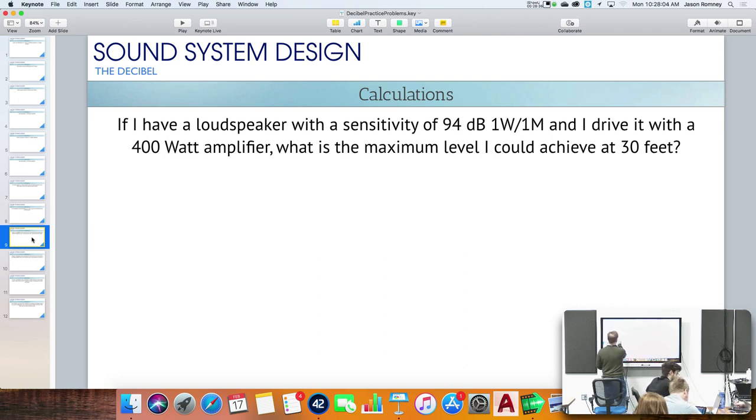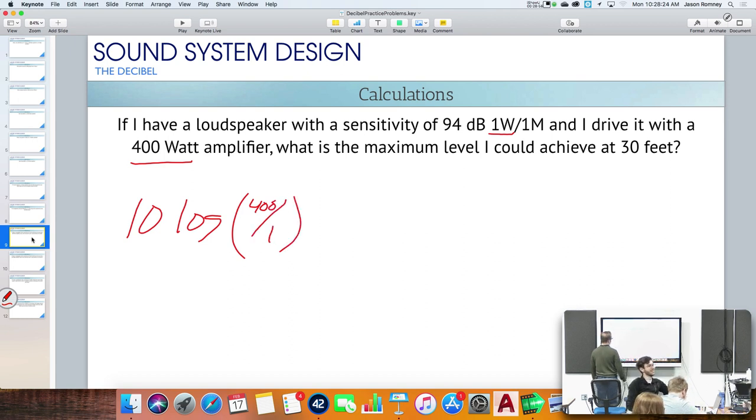I have 400 watts and I have 1 watt. I could find out the dB difference between those two different power levels, right? That would be the first thing I'd want to do. So that would be 10 times the log of 400 divided by 1. What would that be? It's 400. The 10 log of 400.